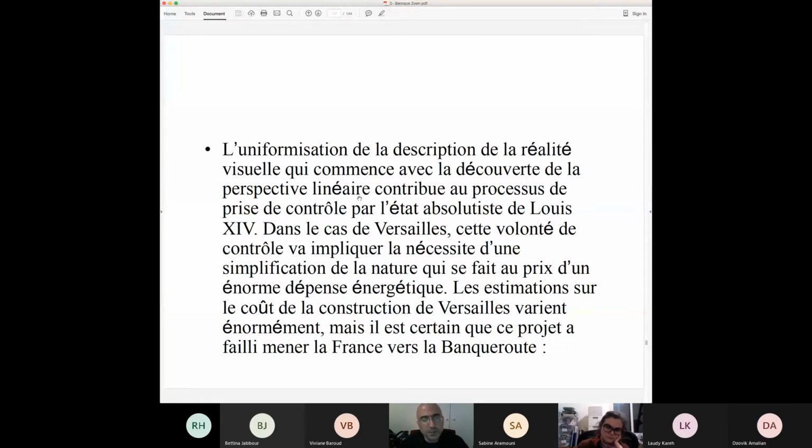This uniformization, in fact, of the description of reality, of visual reality, starts with the discovery of what we call linear perspective. And of course, you know what linear perspective is. Linear perspective, the discovery of Filippo Brunelleschi, contributes to the control of the absolute state over its territory and over its population.